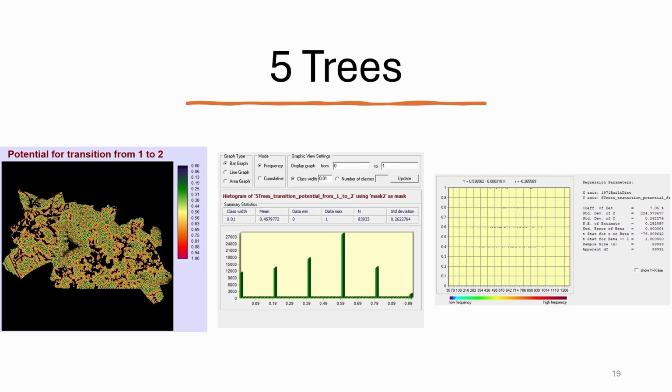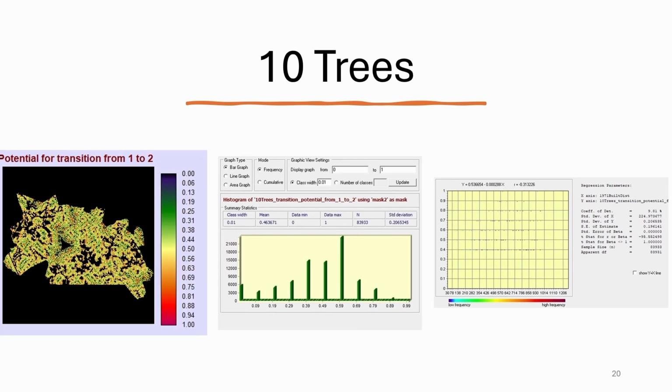When 5 trees are used, the outputs are noticeably different. This time there are 6 different transition potential values rather than just 2, and you can see a gradient of transition potential values in the map. Note the horizontal clusters of transition potential values in the regression plot that match the values in the histogram, except for the bottom 2, which are again cut off by a plotting error in TerrSet.